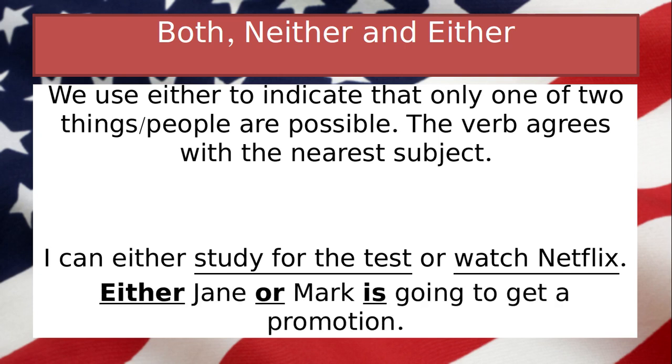Either Jane or Mark is going to get a promotion. I'm talking about two people that have the possibility of getting a promotion, but only one of them will. So we use either or, and we conjugate the verb based on the nearest subject, the same way we do with neither nor.